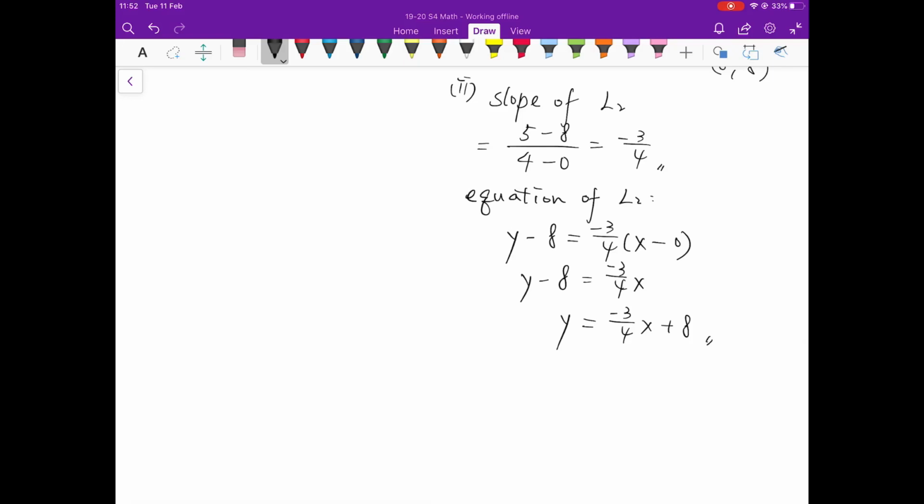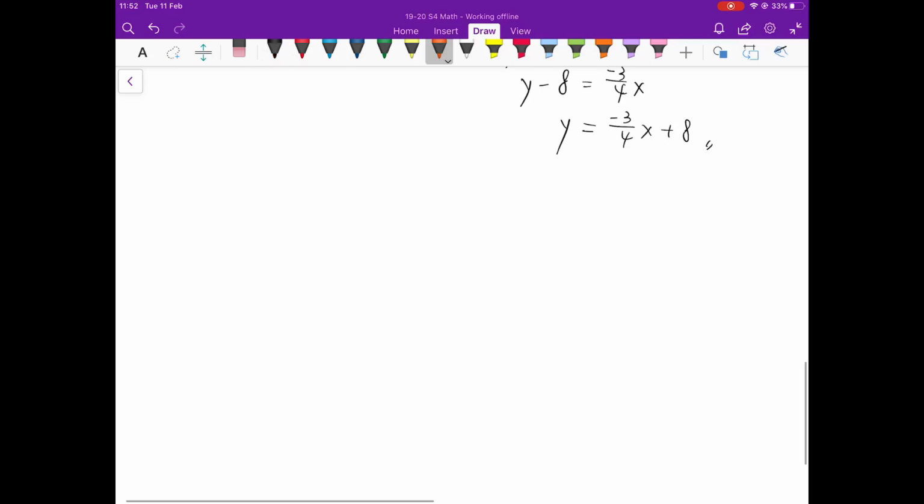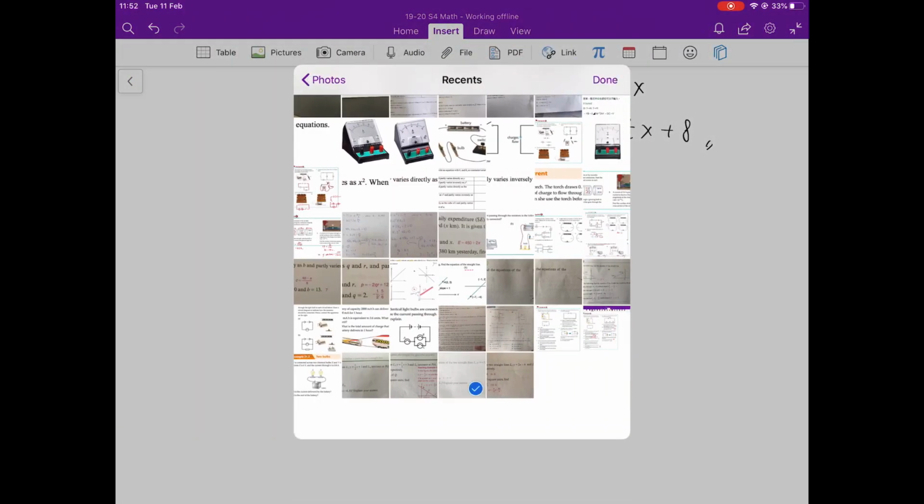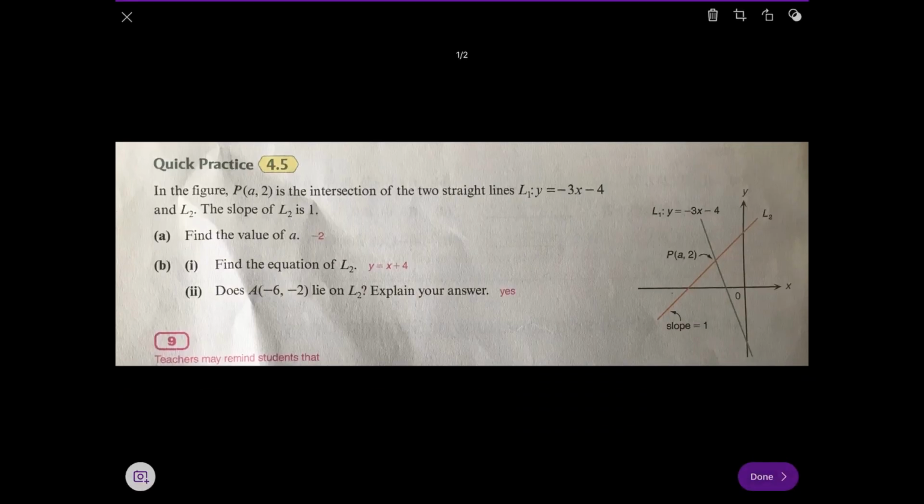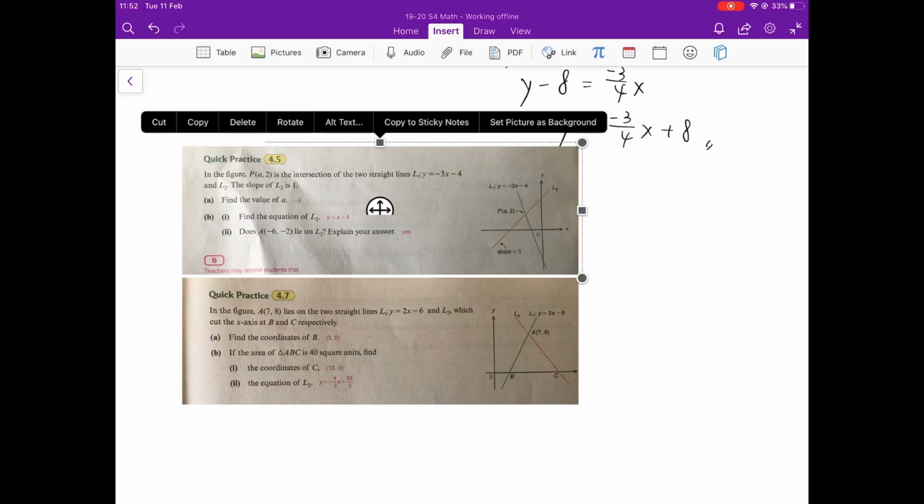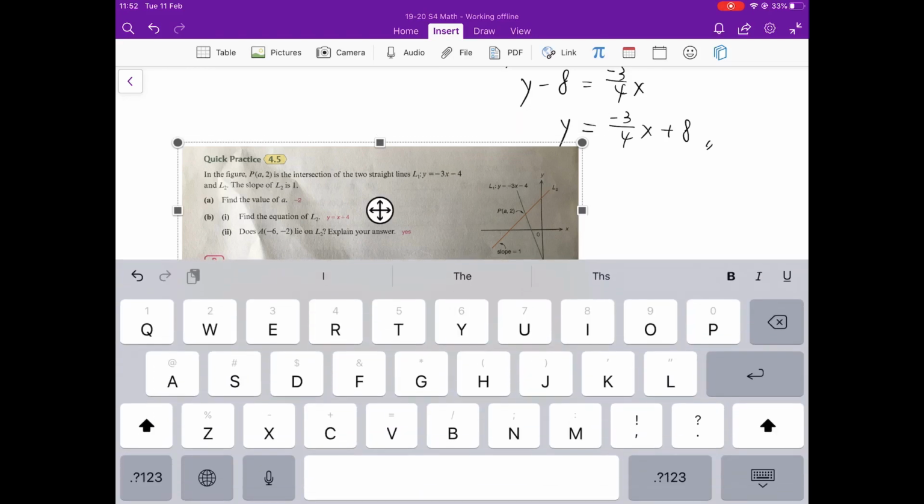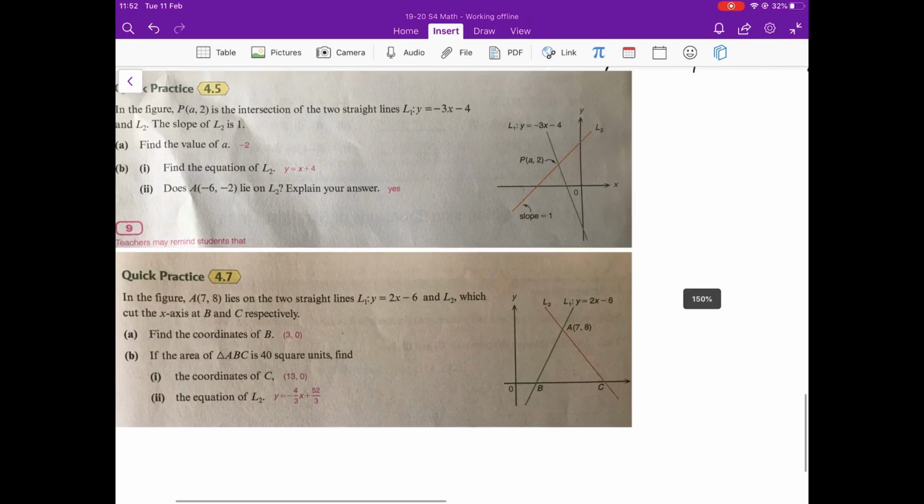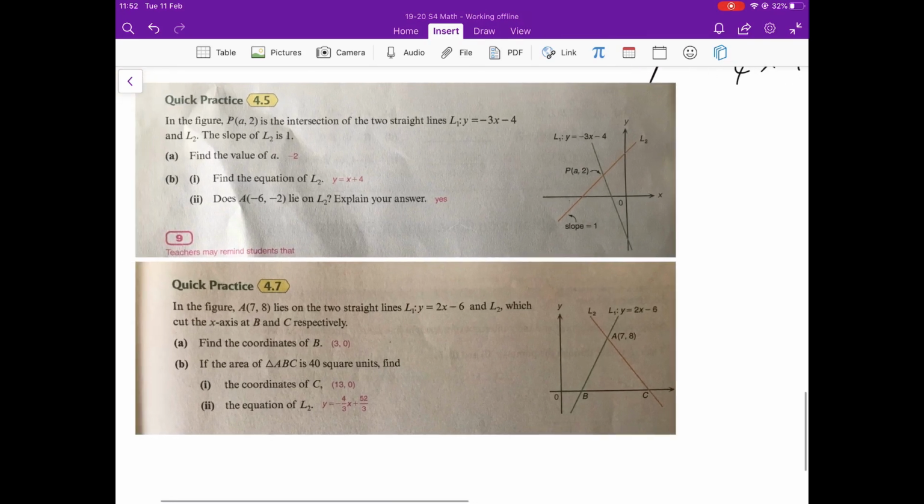Okay, and this is the end of the examples. For the remaining time, 2 classwork or 2 quick practices will be given. So please finish the quick practices, and the assignment will be given to you later.